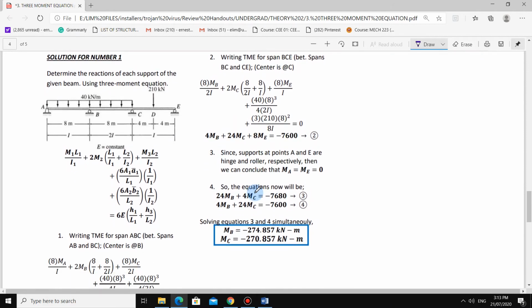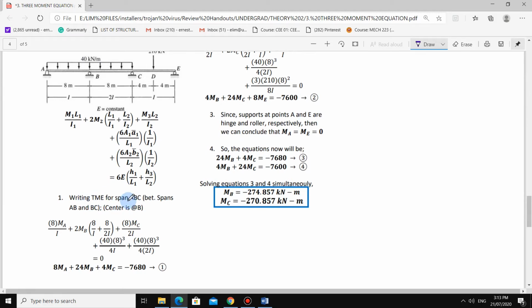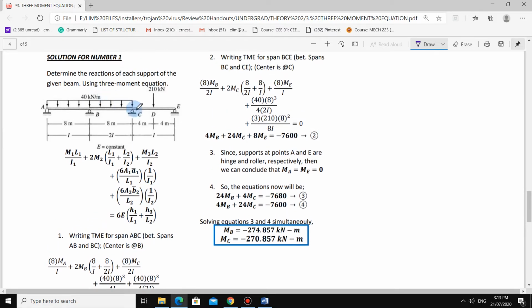So this will be our solution 1 for number 1. Okay, here is the 3-moment equation. So how will we use this equation here? We have four supports. First is writing the 3-moment equation for span ABC. Since we cannot do this all at once because there are four supports, and the 3-moment equation requires only 3 points, we will use two equations. Since there are four supports, we cannot do it with just one, so we choose three points at a time.